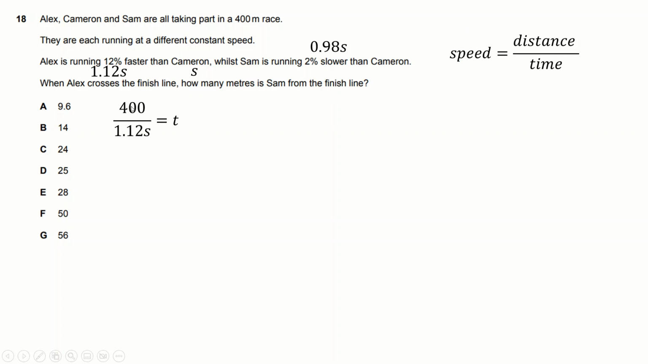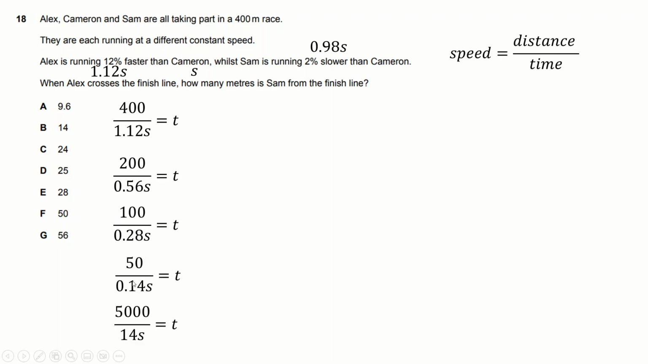equals time. Now, I didn't want to do this, so I just halved both, and then I halved both again, and then I halved both again, and then I times everything, both top and bottom, by 100. And I still didn't want to do this, although it did seem very doable. I didn't want to, though. This is the amount of time it takes Alex to finish the race.